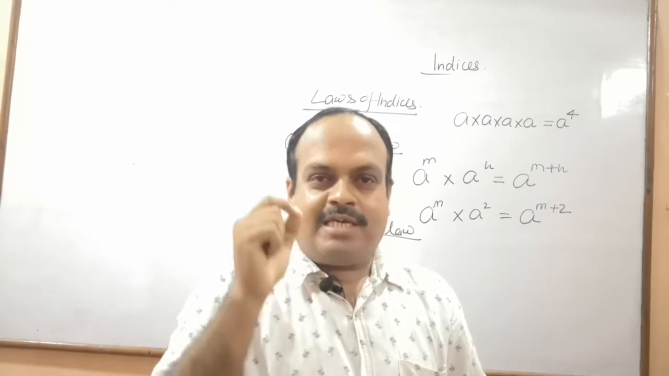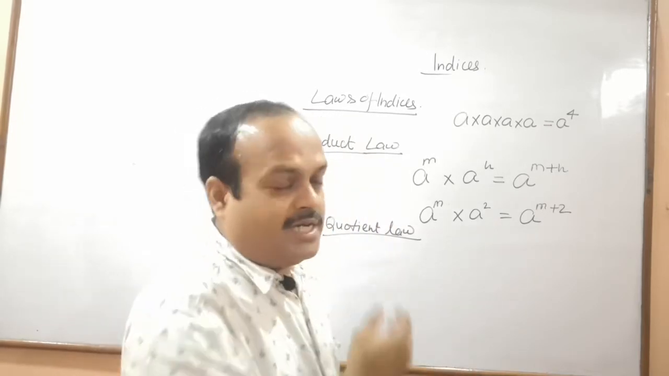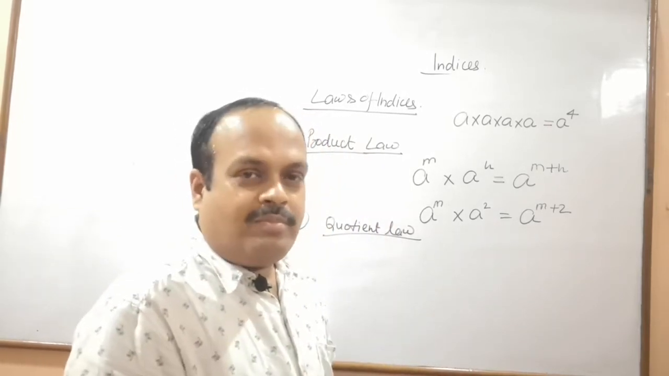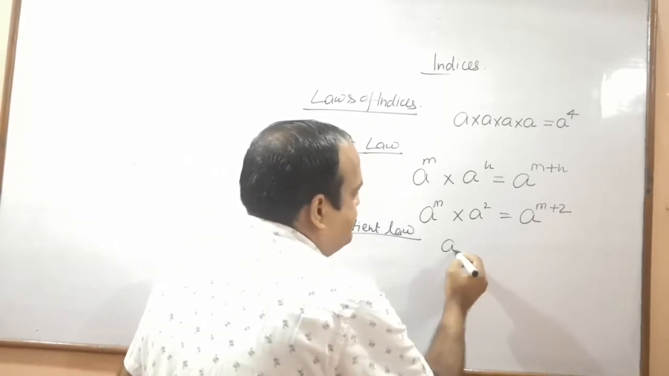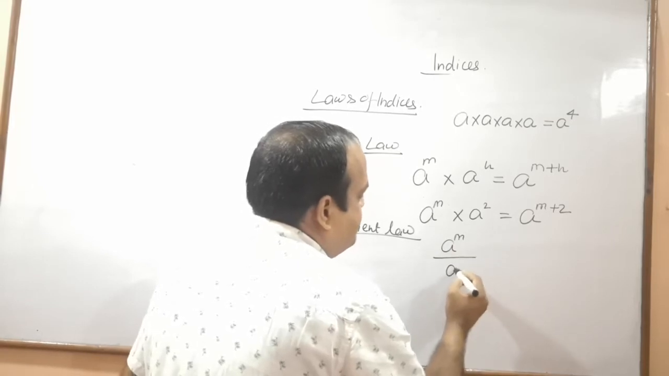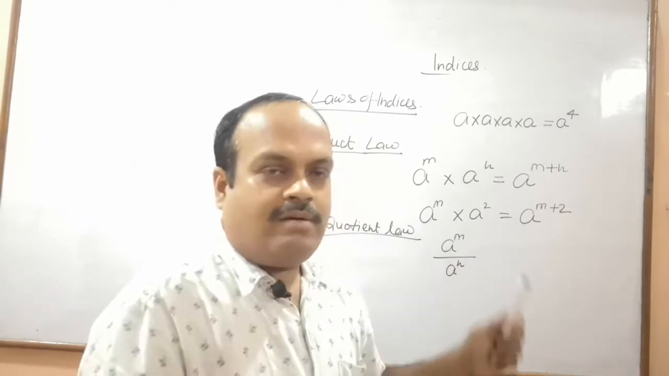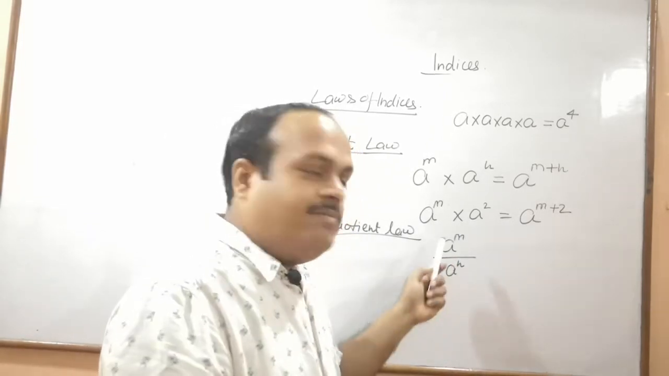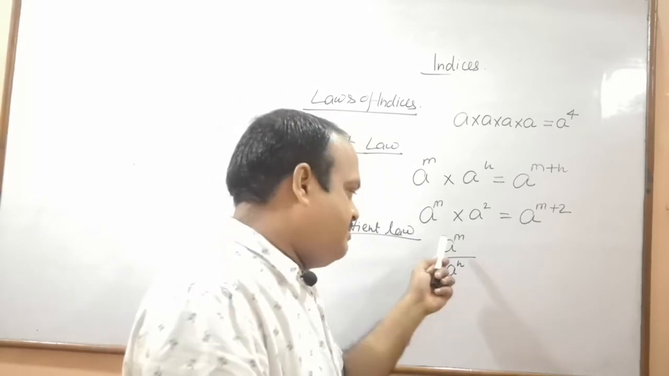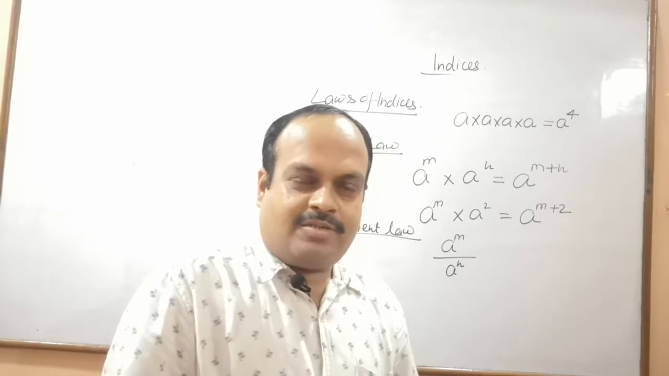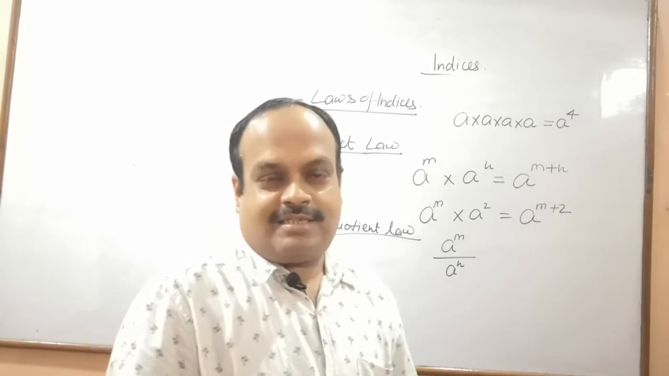division of exponential numbers with the same base is done. So let us do the division of numbers with the same base. I have two numbers, a to the power m and a to the power n. Division is done. They have the same base. The numbers are exponential numbers. So let us understand what the law says.